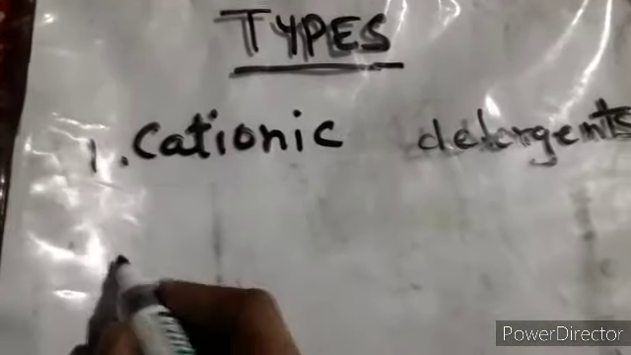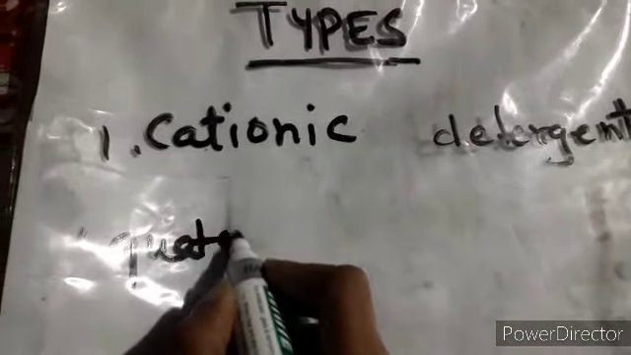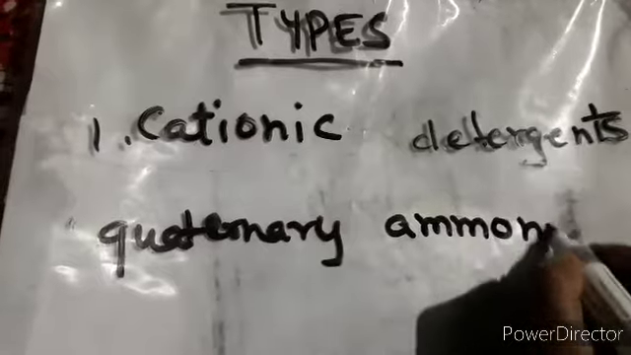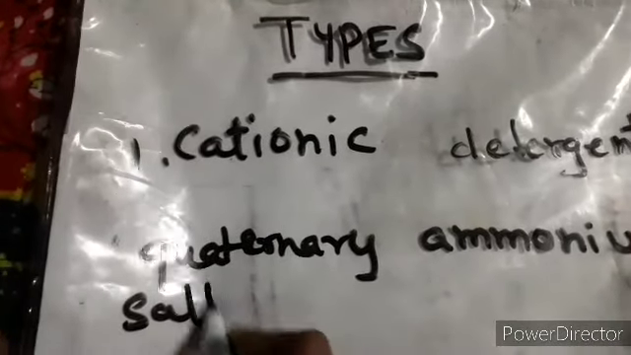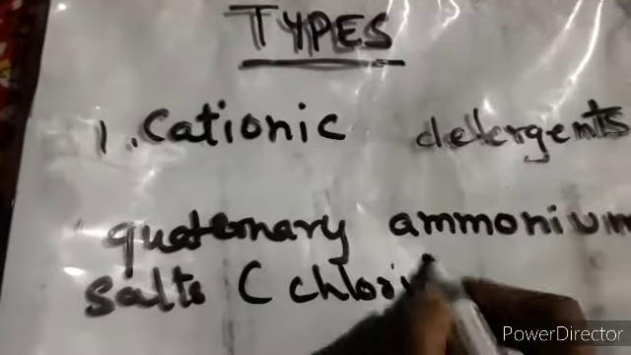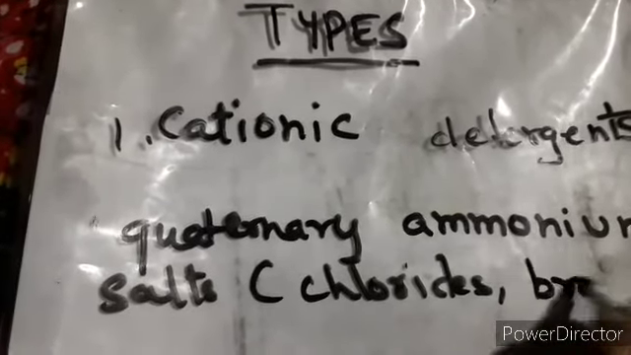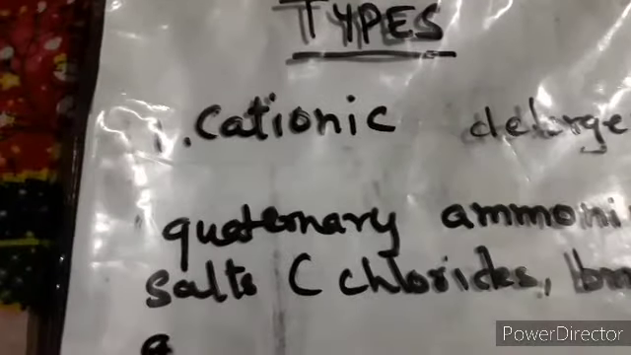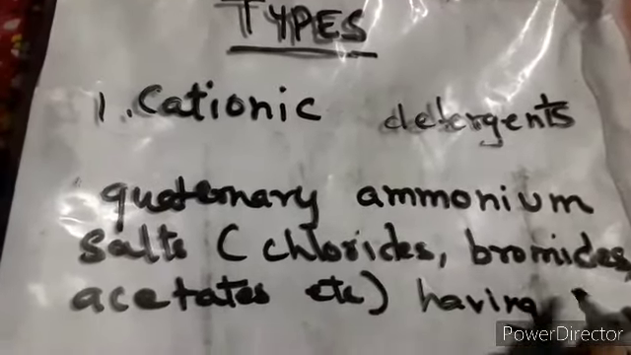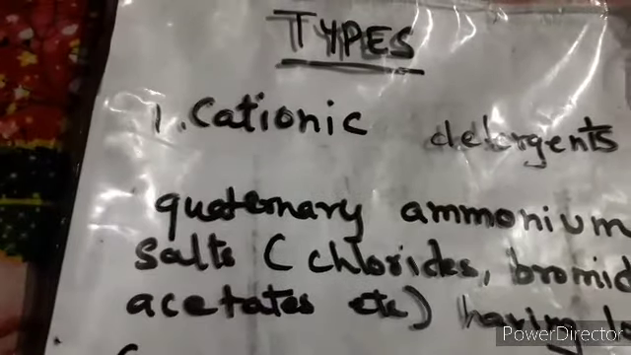So once again I'm saying that the cationic detergents are the quaternary ammonium salts of chlorides, bromides, acetates, right? And they have a long chain alkyl group. This thing you have to keep in mind.